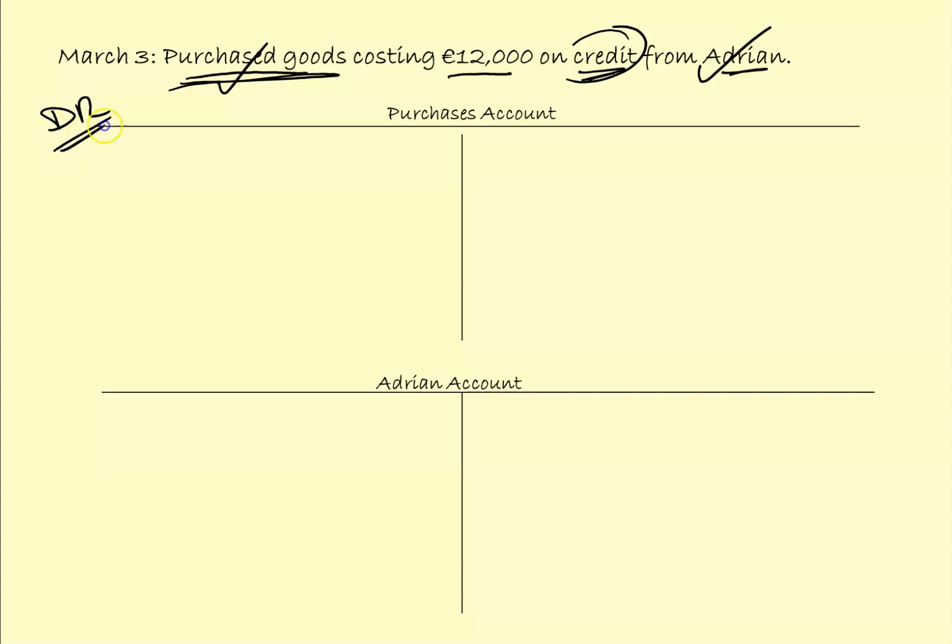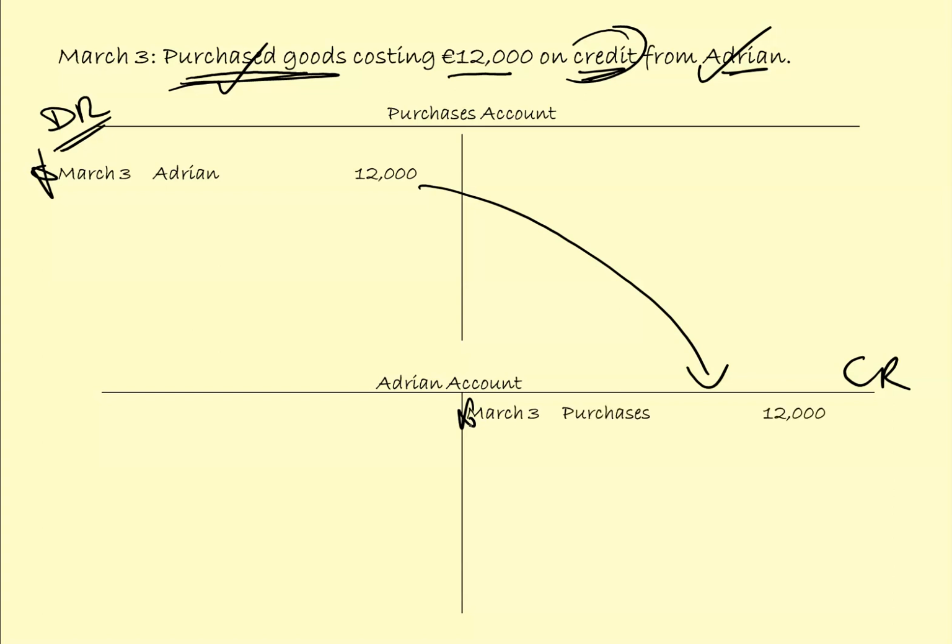Now generally speaking, when you buy goods in, you use the purchase account, and the purchase account will have the transaction recorded on the debit side. So I'm going to write in over here, March the 3rd, Adrian, 12,000, and then on Adrian's account, I'll record the transaction on the credit side. So I'll write in here, March the 3rd, purchases, 12,000. Now, the balance on Adrian's account is on the credit side. Adrian is a creditor. We owe Adrian the money.